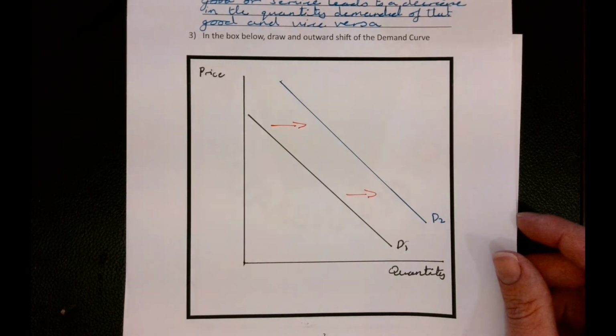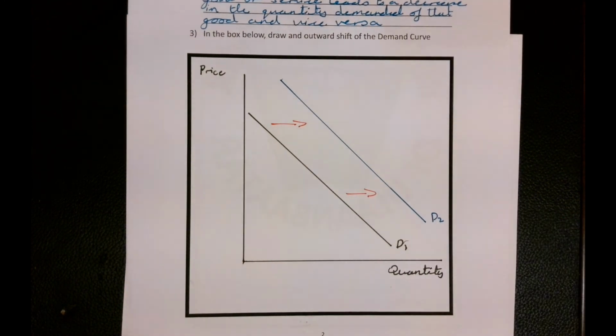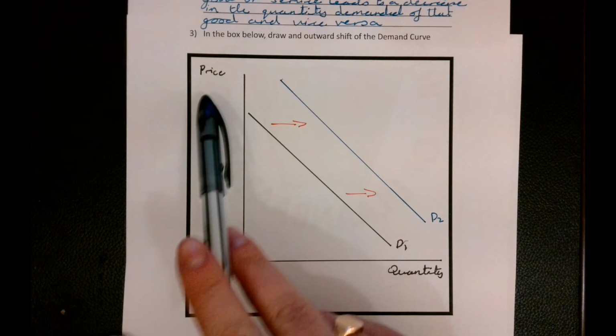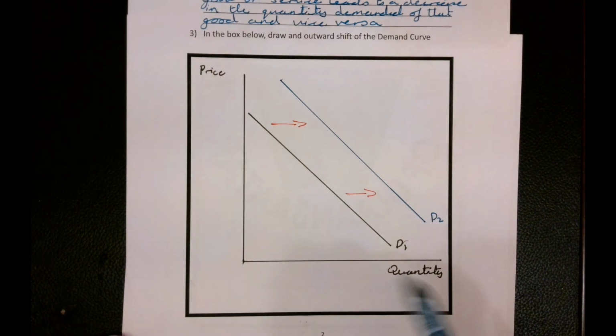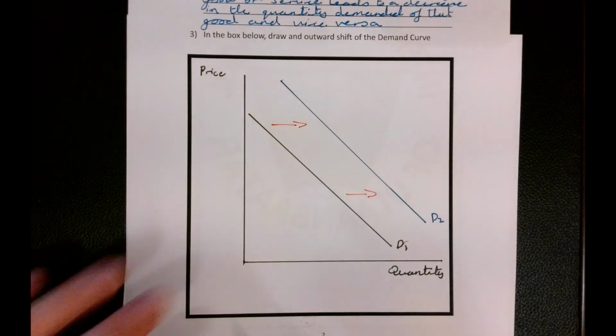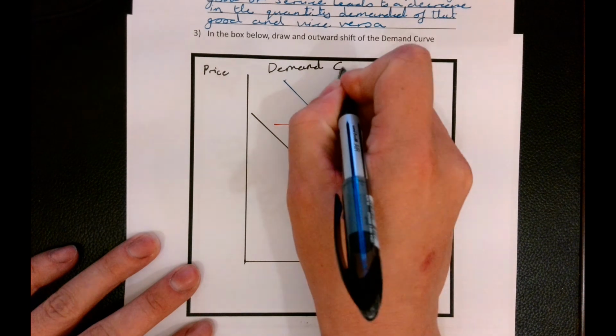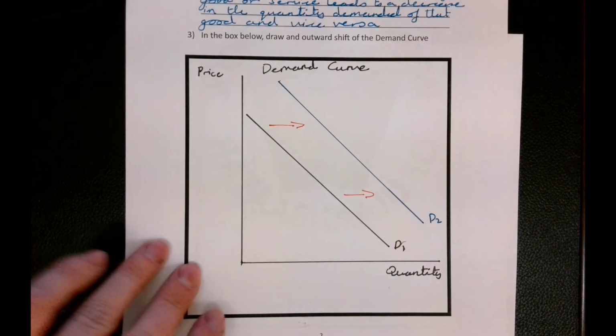Now, question 3 said, in the box below, draw an outward shift to the demand curve. I'm trying to get to the maths in these kinds of videos, but what I do want you to see here is that I've labeled a price, I've labeled a quantity, we've got D1, D2, and I probably should have put a title here, which is just demand curve. So don't forget titles are important as well, right?